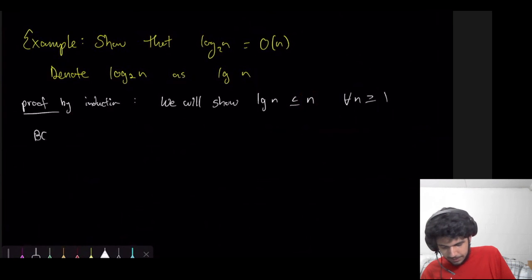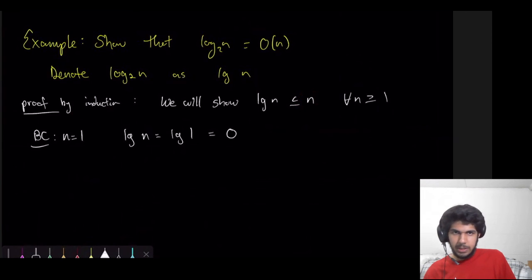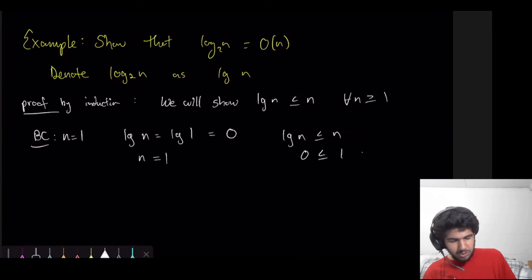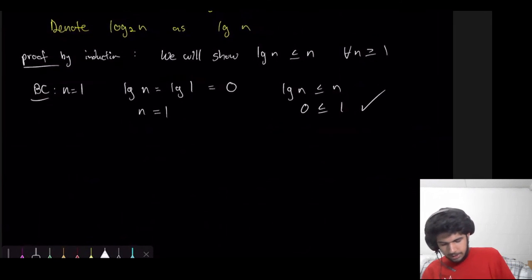Let's start with the base case of when n equals 1. Then log of n is equal to log of 1, which is equal to 0, and n is simply equal to 1. So is log of n less than or equal to n? Well, 0 is less than or equal to 1, so the base case checks out. So we're good. Next, we'll move on to the induction hypothesis.